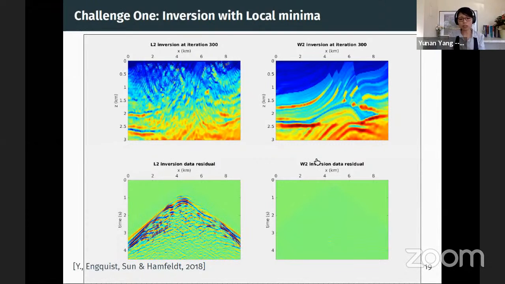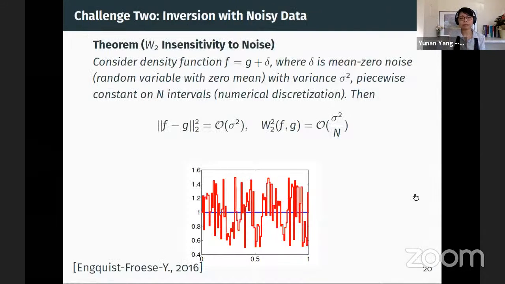And on the second row, we can see the Wasserstein distance converge to the true Marmousi model. And also more importantly, the data residual is gone. So that's a good sign that we are getting rid of that local minimum. And another property is really corresponding to the second challenge I mentioned earlier about least square based methods. It's about its sensitivity to noise.